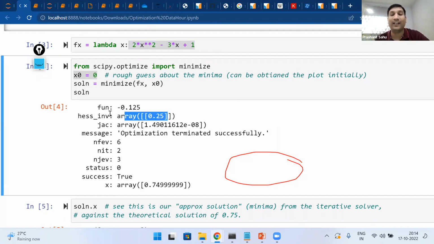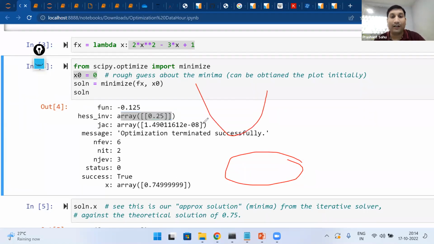So what is Hessian? Hessian is nothing but your double derivative. And what scikit-learn is printing is the inverse of that. So 1 upon 4, 0.25. And that is positive. So indeed, we know that we are talking about a minima.